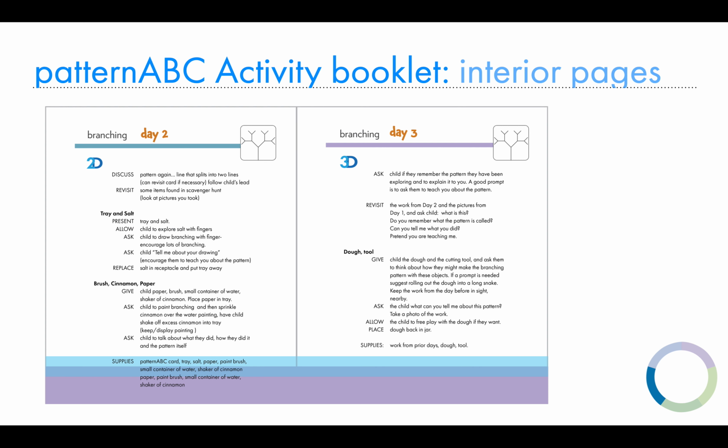This is a spread from the branch activity booklet for the 4 to 5-year-old age group. The typography treatment for each day shows the pattern at the top, the symbol on the right, and the day in orange, and what the mode of play is clearly shown as well. Action verbs such as discuss, give, ask are in all caps and flush right, while the details of each activity are flush left.